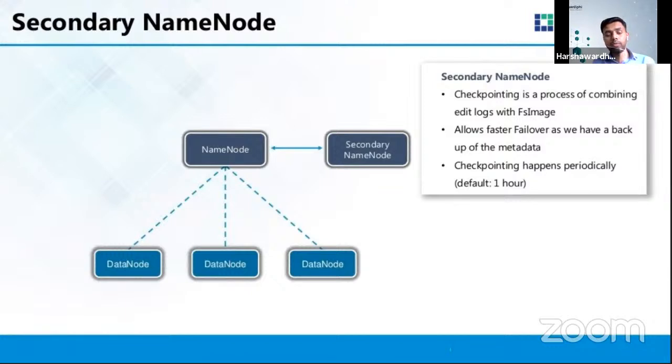But what is the responsibility of the secondary name node then? The secondary name node will only be poking the name node, communicating with the name node, and keeping track of the logs, checkpointing. You can see the very first statement. It will be getting the logs from the name node, right?